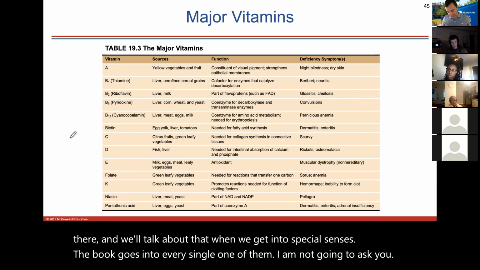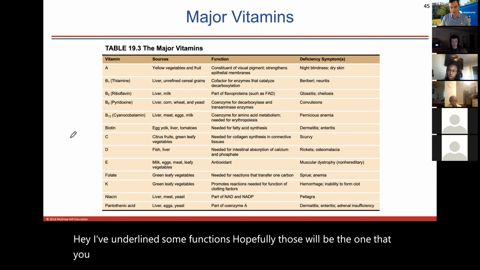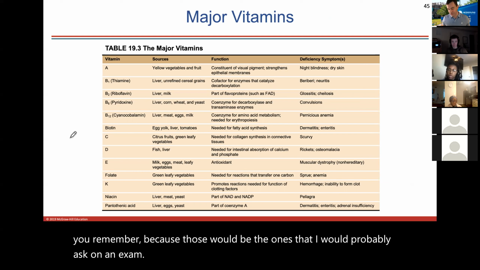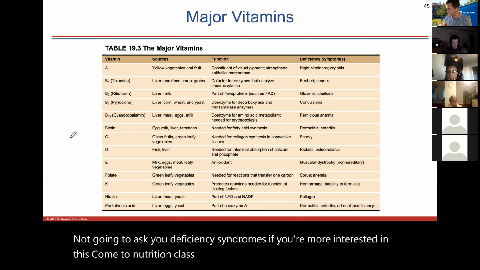Okay, I've underlined some functions. Hopefully those will be the ones that you remember because those would be the ones that I would probably ask on an exam. I'm not going to ask you deficiency syndromes. If you're more interested in this, come to nutrition class. Okay, we have a lot of fun there with all this stuff.